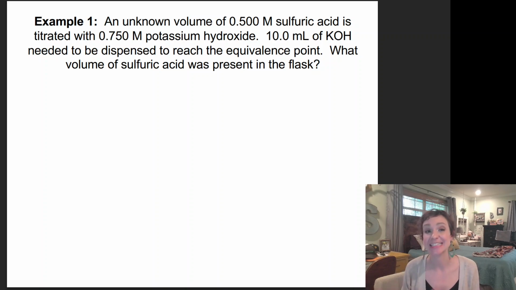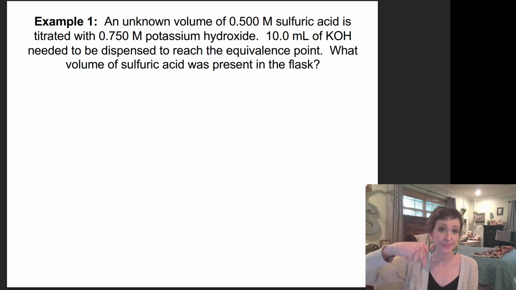So example number 1 says, an unknown volume of 0.500 molar sulfuric acid is titrated with 0.750 molar potassium hydroxide. 10 milliliters of potassium hydroxide were needed to be dispensed to reach the equivalence point. What volume of the sulfuric acid was present in the flask?